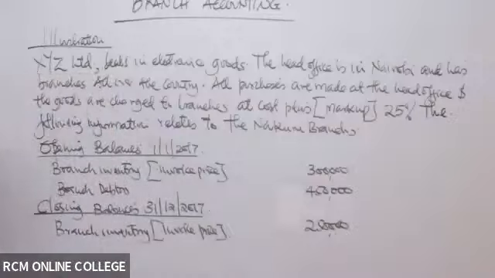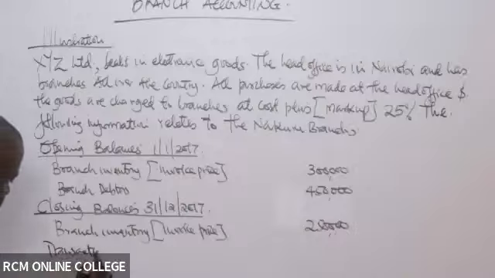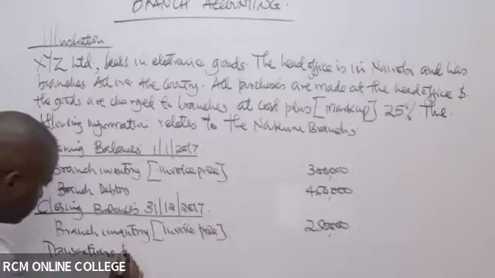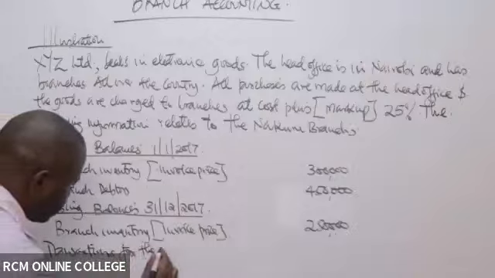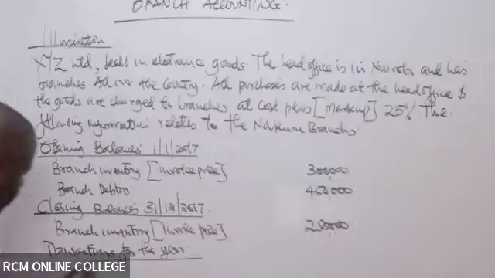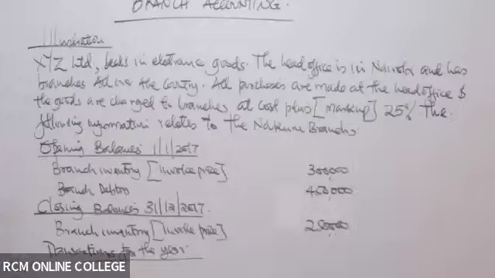Then there are a number of transactions during this particular year that occurred. So, transactions for the year. The first transaction, we can write there.